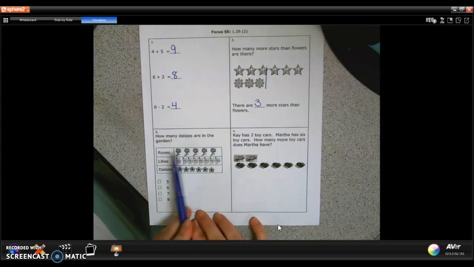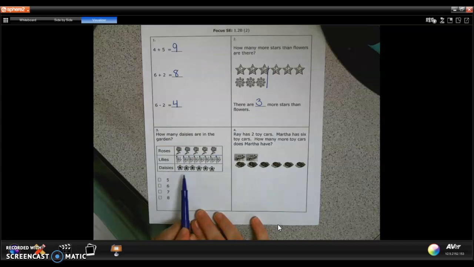How many daisies are in the garden? I'm going to look for daisies and I'm going to count 1, 2, 3, 4, 5, 6.